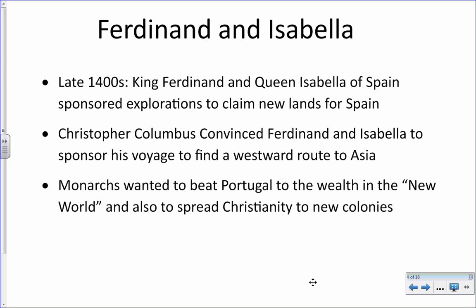And then here comes Christopher Columbus, who was looking for a westward route to Asia. Remember, the Portuguese were sailing east around Africa over to Asia, and Columbus thought that a westward route existed, and he convinced Ferdinand and Isabella to finance his voyage. So they supported him.